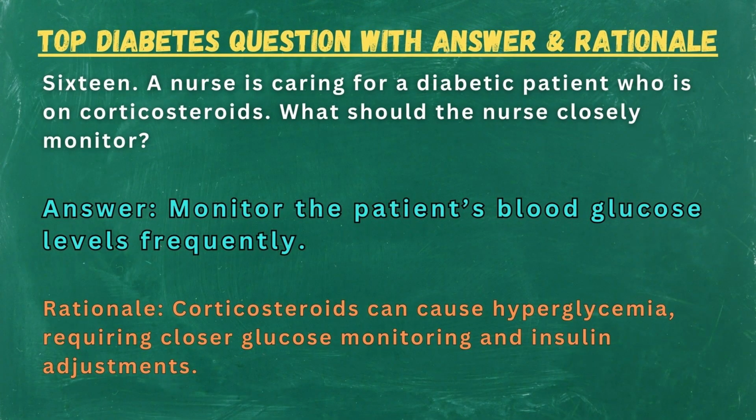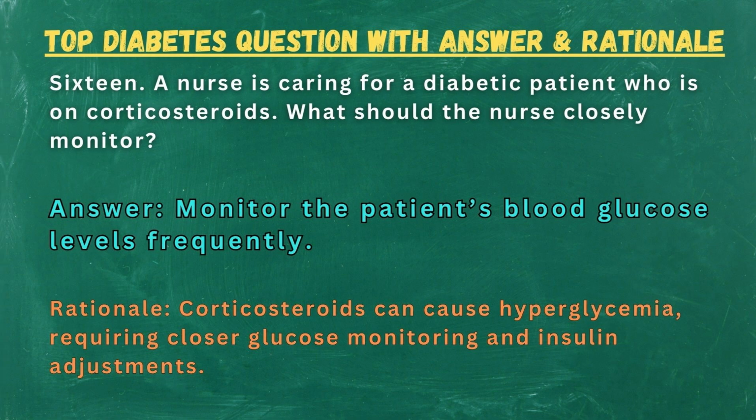16. A nurse is caring for a diabetic patient who is on corticosteroids. What should the nurse closely monitor? Answer. Monitor the patient's blood glucose levels frequently. Rationale. Corticosteroids can cause hyperglycemia, requiring closer glucose monitoring and insulin adjustments.